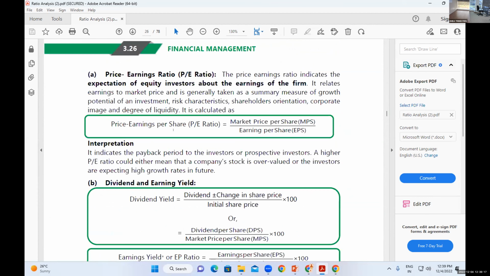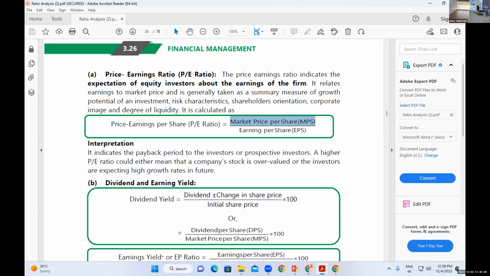Price earning ratio. If you are buying a company's equity share, you have to look at this ratio. What is price earning ratio? It is the market price you are spending today to buy a share, divided by how much you can get from that company's equity share as EPS. EPS means earning per share. What is earning per share?